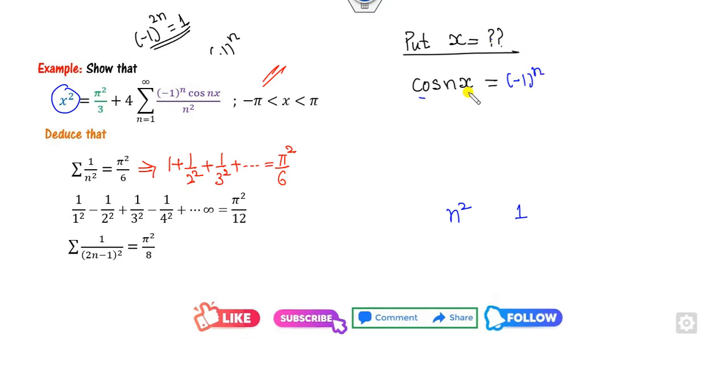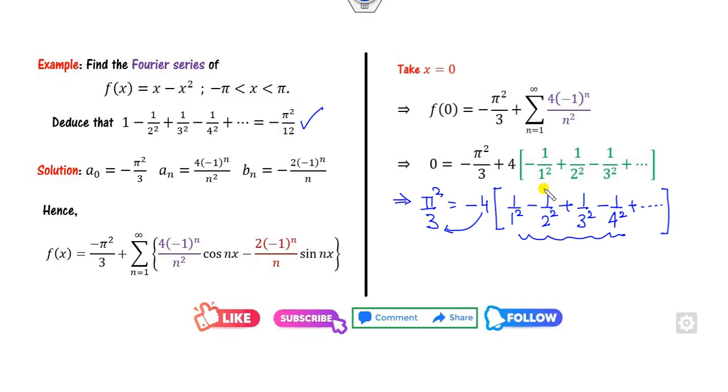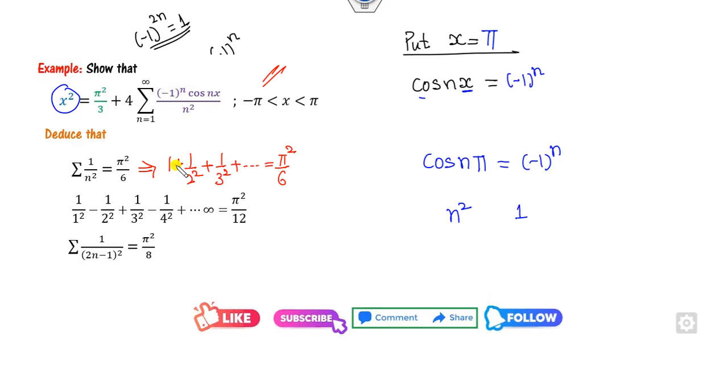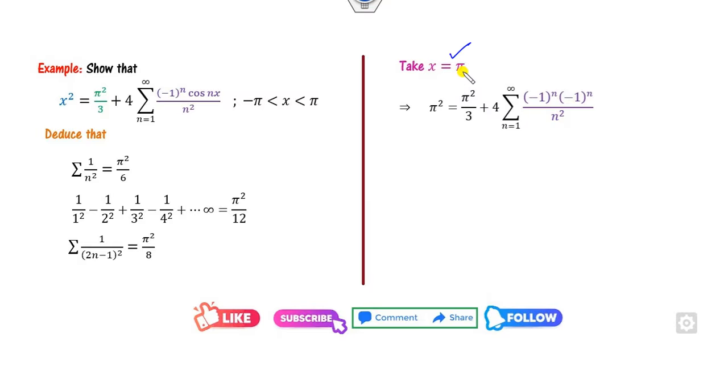So do you remember, what is the value of cos n pi? Cos n pi is minus 1 raised to power n. So that means x should be pi. Clear? Up to so far we have discussed here. In this case we usually need plus and minus signs, but this is the example where we need all positive terms. So I can put x equal to pi. So the left hand side will be f of pi. Now what is the value of f of pi?